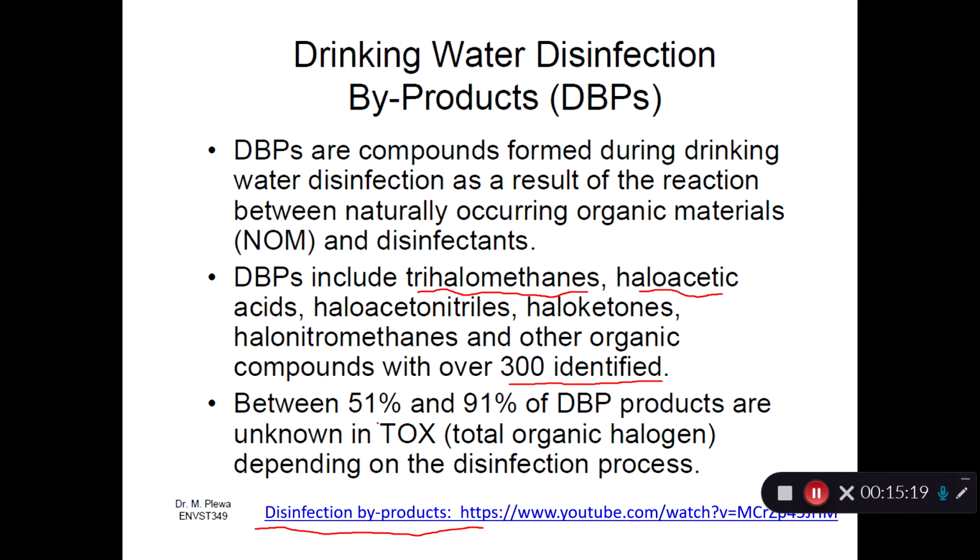And between half and 90% of the disinfection byproducts are unknown in terms of what they are. We don't know what their actual structures are. We just know that they're organic chemicals that contain halogens. So you can see that on a mass spectrum, and you can get a retention time, and you can see that they contain halogen, but figuring out exactly what their structure is is difficult. So there's a lot of stuff out there. We don't really know what it does.